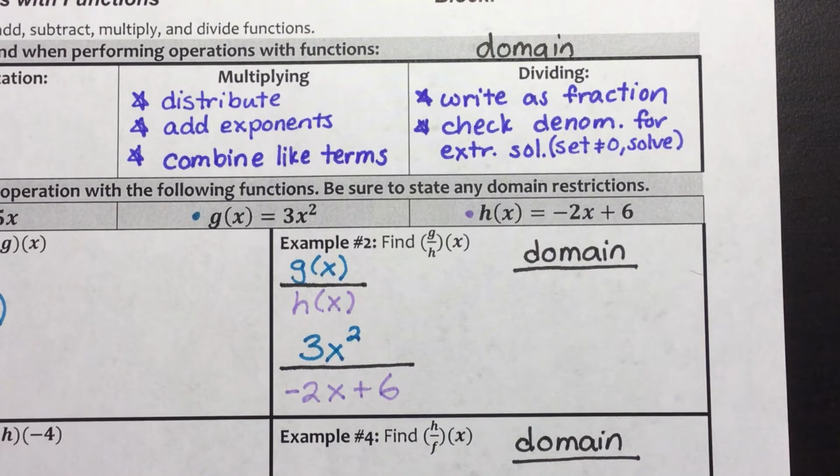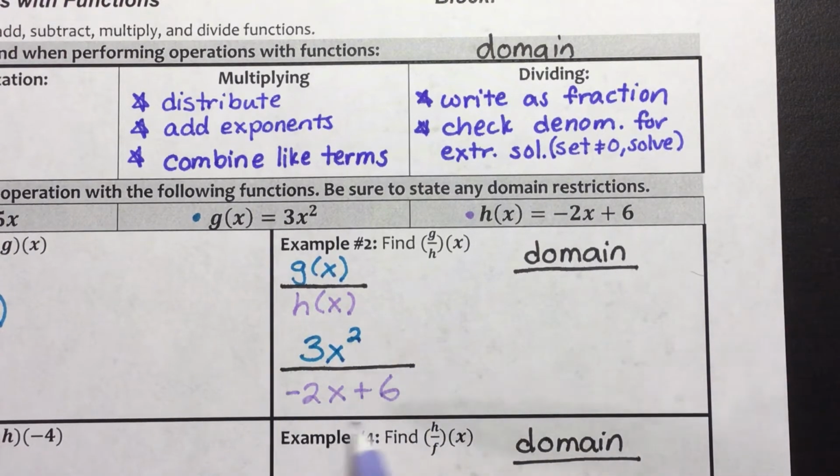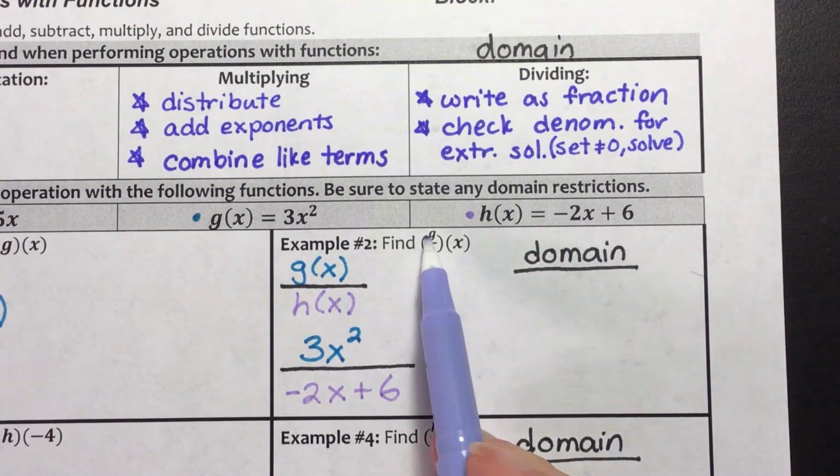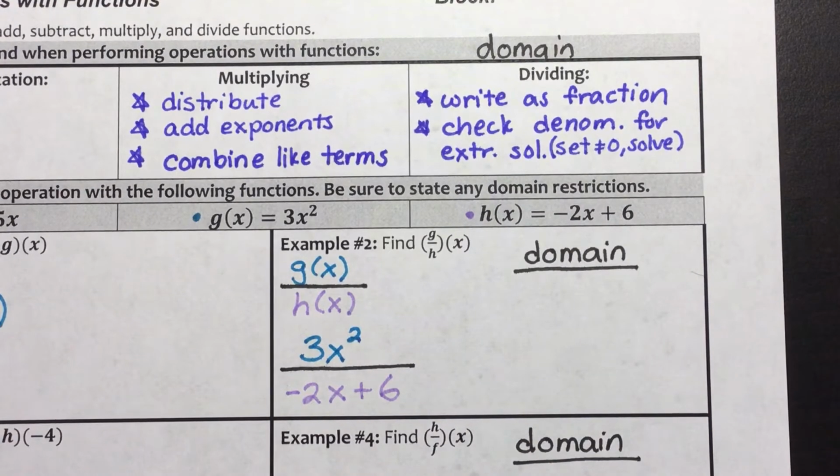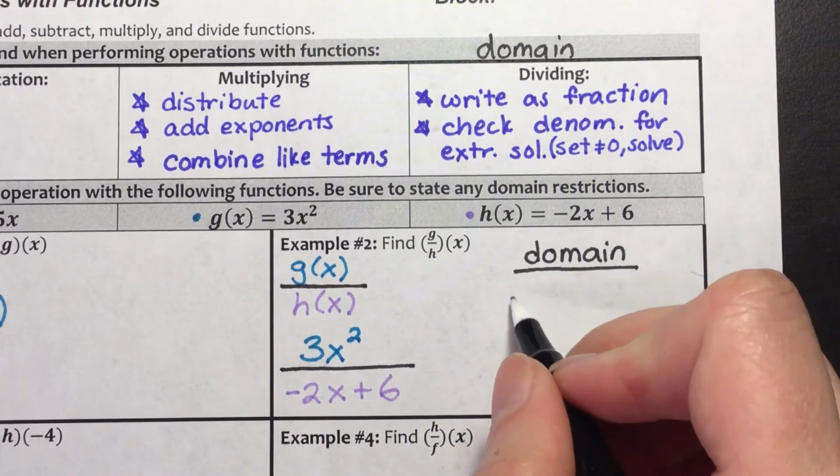We are done with this. That fraction is g over h of x. But we do need to check the domain to make sure that the denominator does not equal 0. So we're going to say negative 2x plus 6 equals 0.